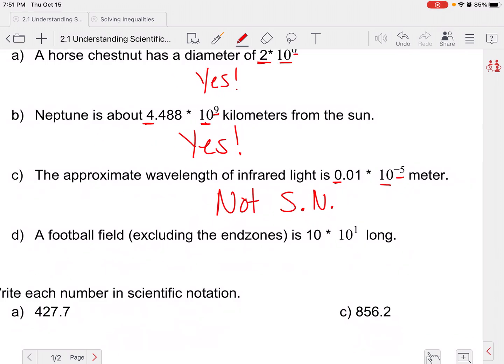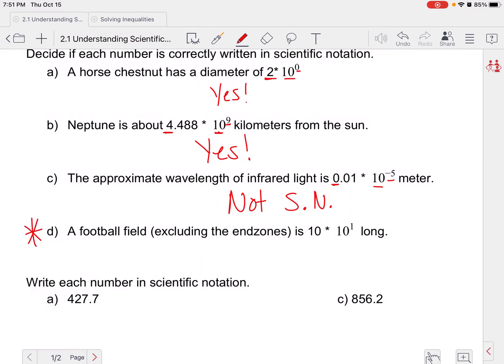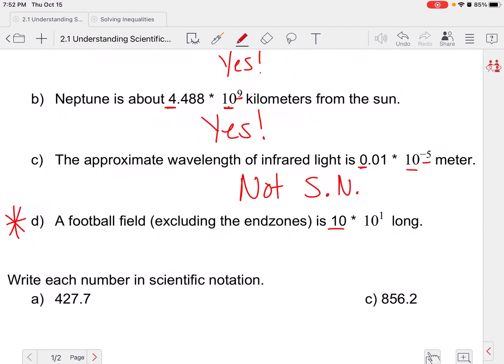Okay, so go ahead and try this one on your own and see if it's yes, it is in scientific notation, or no, it's not in scientific notation. So this 10 is not between 1 and 9, so this is not in proper scientific notation. So this would not be SN, not scientific notation.